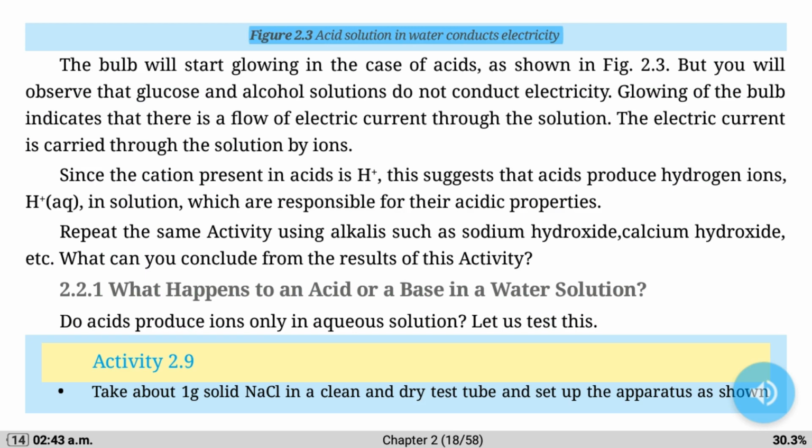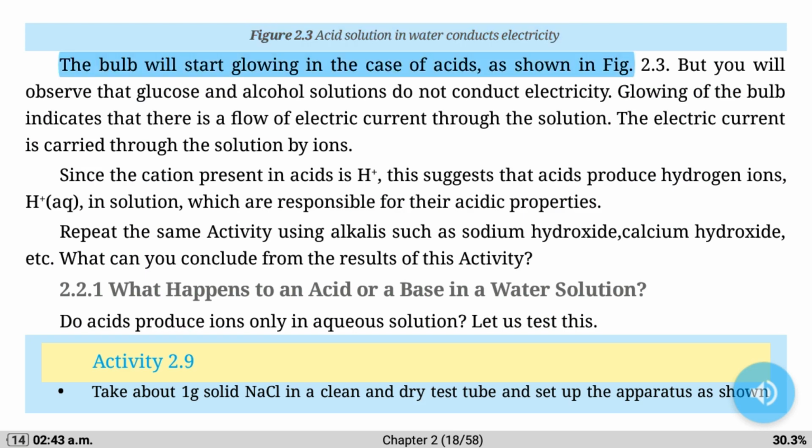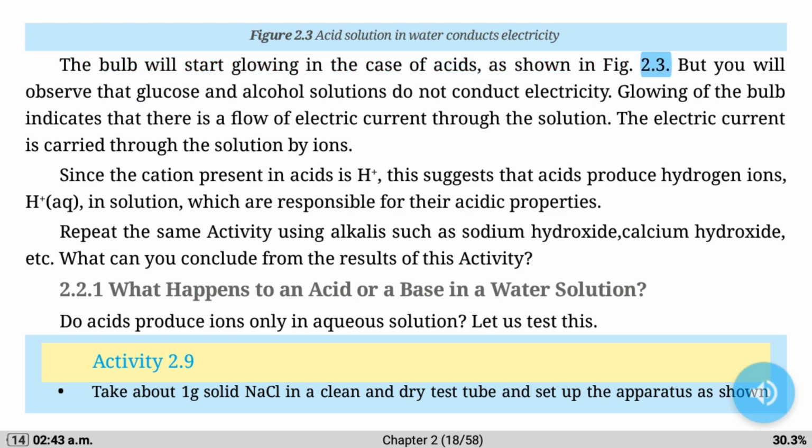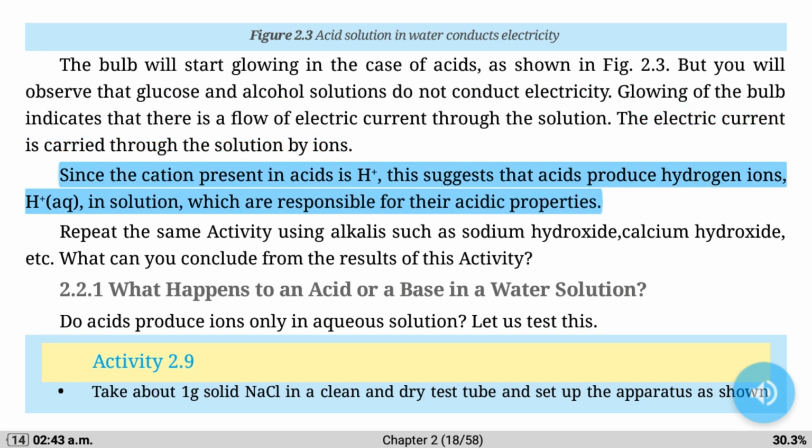Figure 2.3. Acid solution in water conducts electricity. The bulb will start glowing in the case of acids, as shown in Fig. 2.3. But you will observe that glucose and alcohol solutions do not conduct electricity. Glowing of the bulb indicates that there is a flow of electric current through the solution. The electric current is carried through the solution by ions. Since the cation present in acids is H+, this suggests that acids produce hydrogen ions, H+, in solution, which are responsible for their acidic properties.